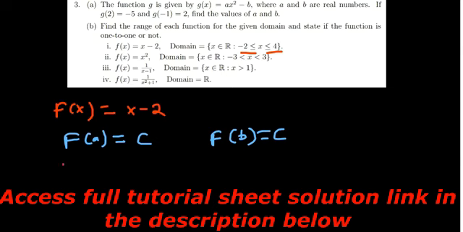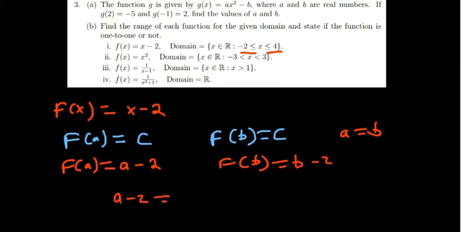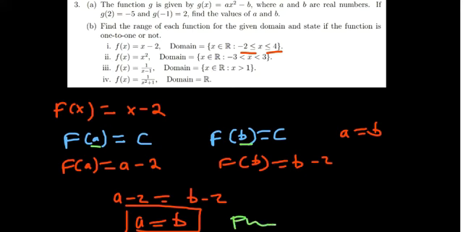So if I was to have f of a, in this case a is supposed to be equal to b for that to be possible. So f of a is going to be a minus 2, f of b is going to be b minus 2. So I equate them. a minus 2 is equal to b minus 2. So therefore a is equal to b. So it's not possible for two different values of x to give you the same value, only if they are the same. That's the main idea of a 1-to-1 function. Hopefully you get that. So this is proof that it's a 1-to-1 function.